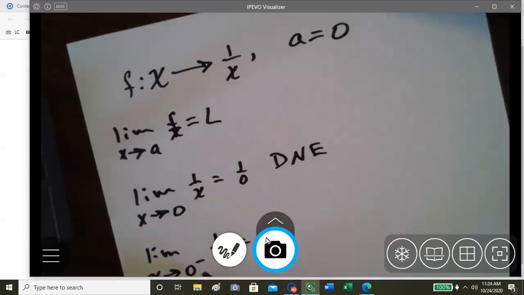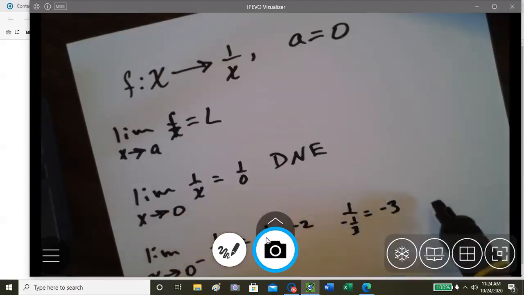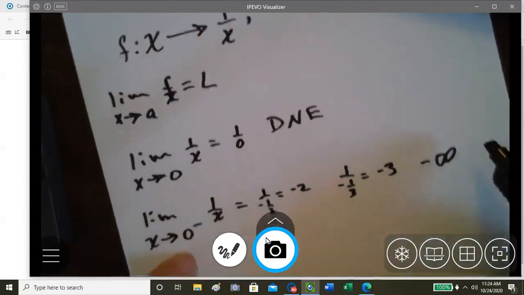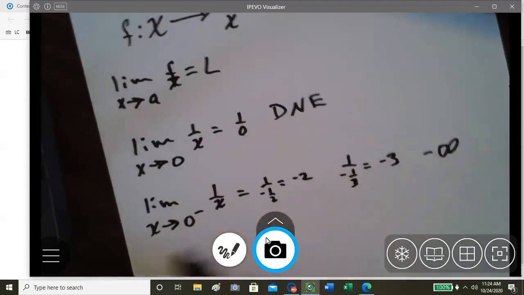Well, if you're looking at negative numbers, right, like negative 1/2, that'll be negative 2, or 1 over negative 1/3, that'll be negative 3, and so on. So it's going to go further and further towards negative infinity. So there's no limit there.